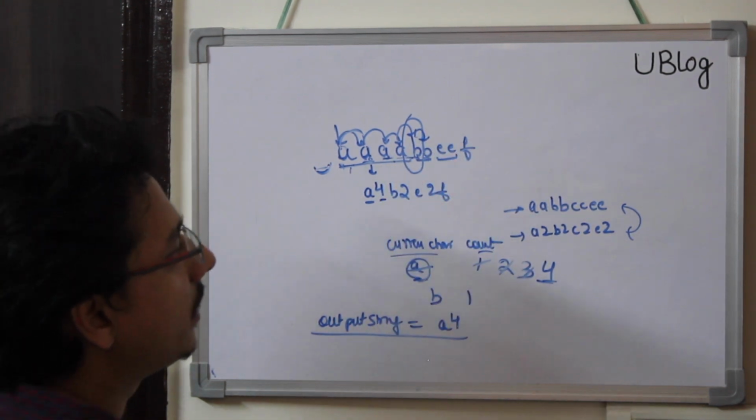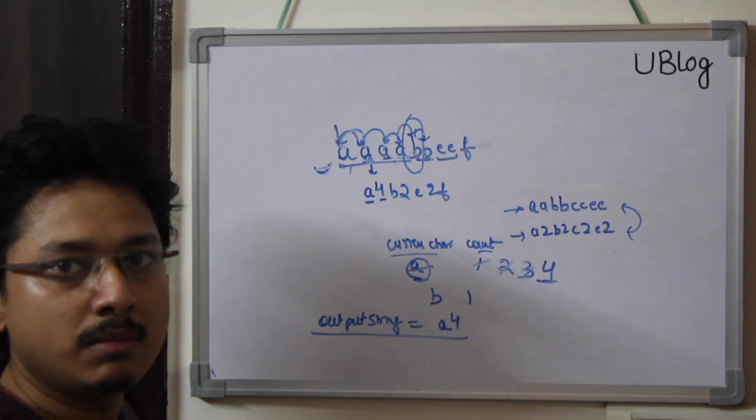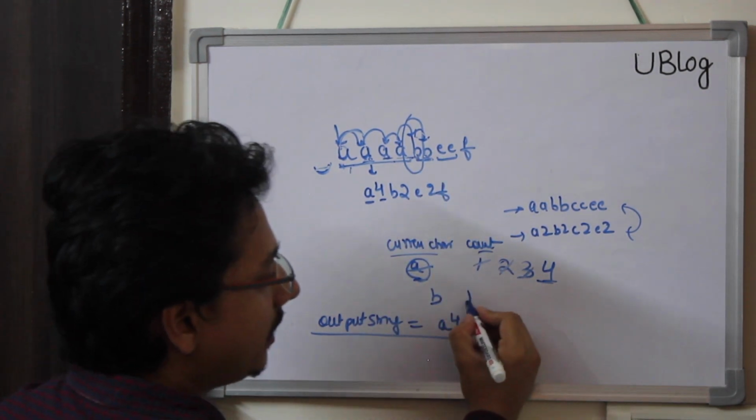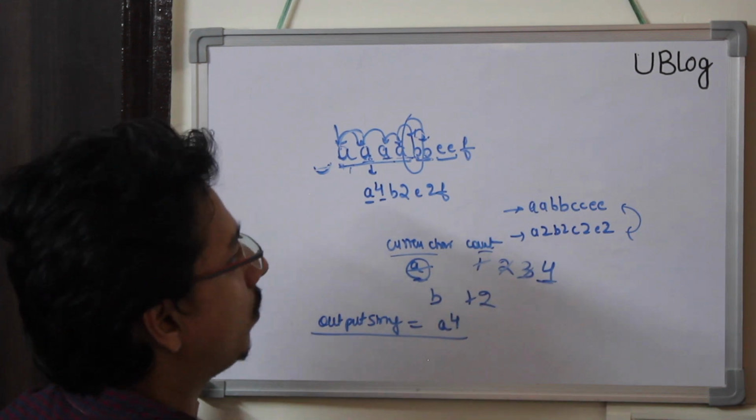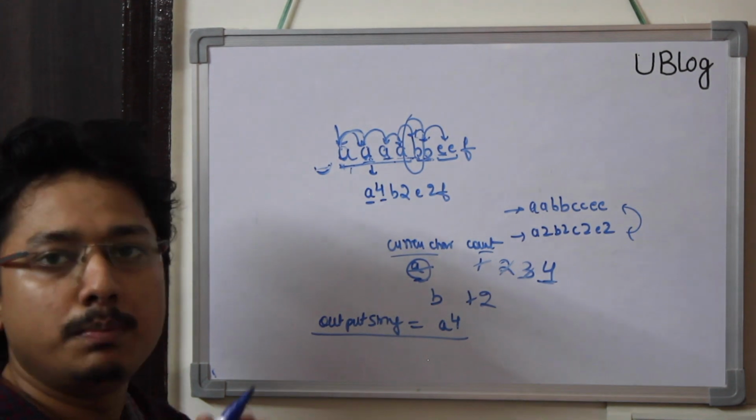Now I am at B. I'll compare this B with the previous B. Since these 2 are the same, I'll not break here. I'll increment the count, so now my B has 2 count occurrences. Now next I move to E. I'll compare this E with B. So B and E are not equal.